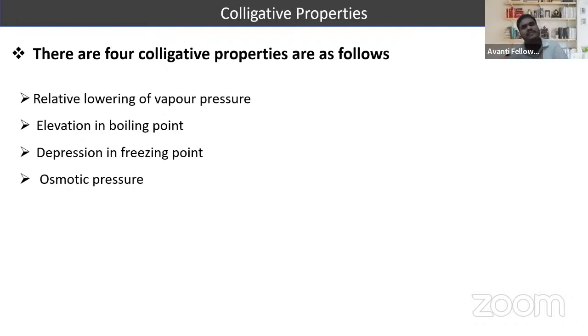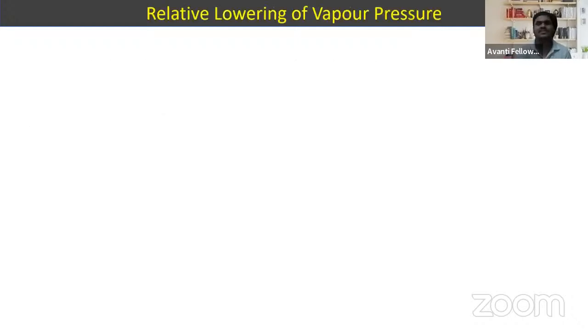On a similar basis, depression in freezing point is also a colligative property, and so is osmotic pressure. These are all colligative properties, and we are going to study each in a very detailed way. So let's start with the first one, that is the relative lowering of vapor pressure. What is relative lowering of vapor pressure, beta?